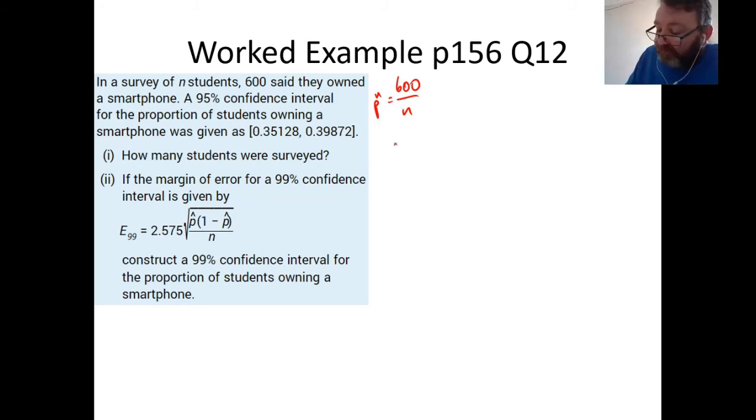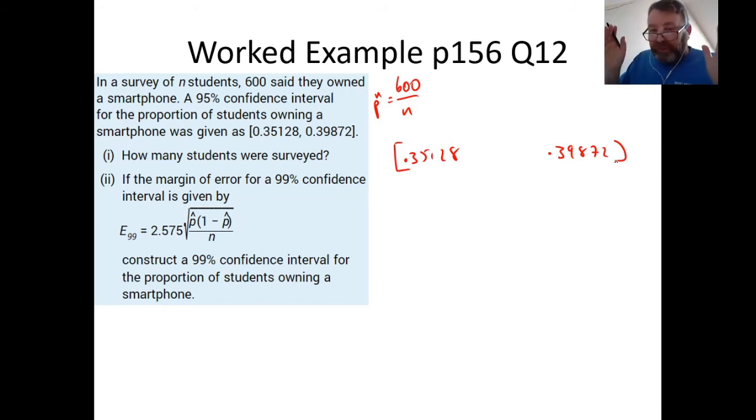Now I want you to think about this. 0.35128 and 0.39872 are the boundaries of the 95% confidence interval. Now what are they? This one here is p hat minus the margin of error. This one here is p hat plus the margin of error. So guess who's in the middle? If this is p hat minus the margin of error and this is p hat plus the margin of error, then in the middle here should be just p hat.